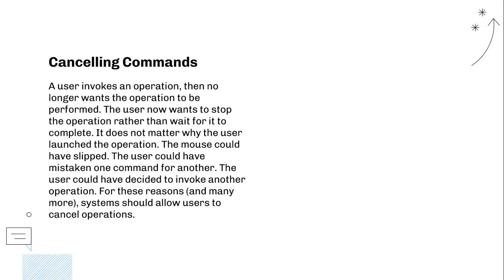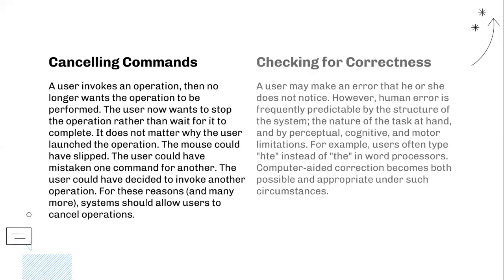The mouse could have slipped. The user could have mistaken one command for another. The user could have decided to invoke another operation. For these reasons and many more, the system should allow users to cancel operations.